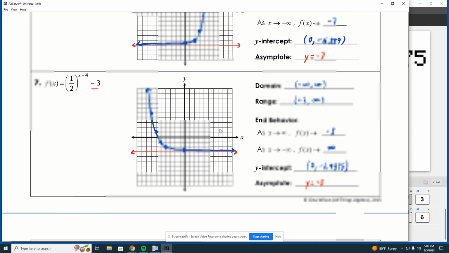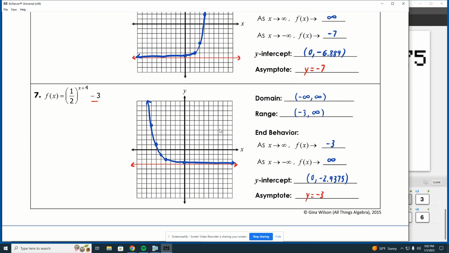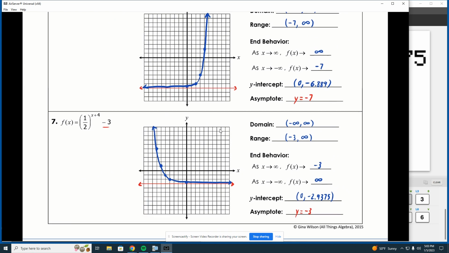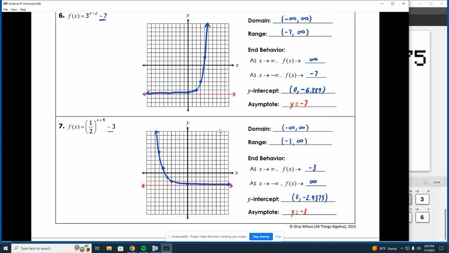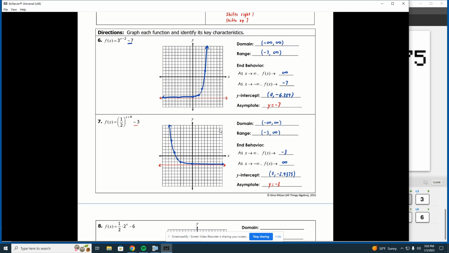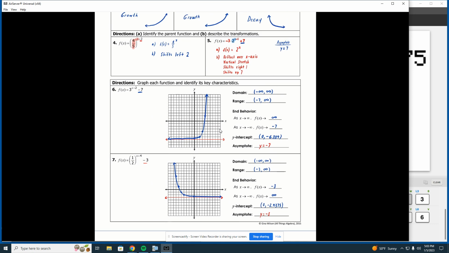Hopefully you guys were able to do all those and do them correctly. If you didn't, hopefully you've taken the time to write this down as we've done it. It's been up there quite a while, so really there shouldn't be a reason you don't have this done. Okay, so that is it for last night's assignment.